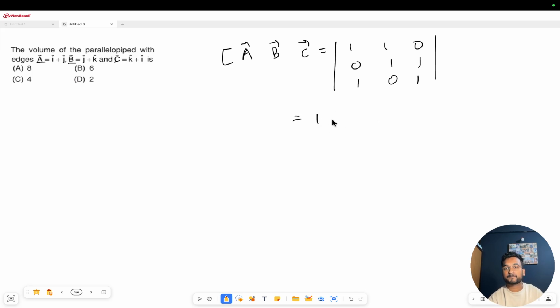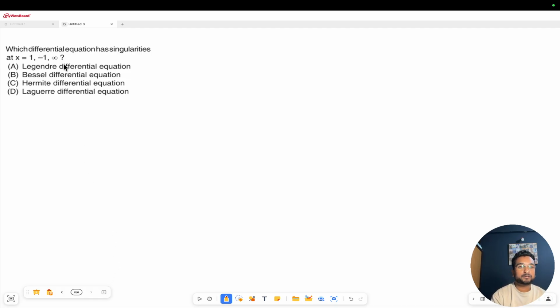So if you solve this determinant, what will you get? The answer is 1 minus 1 into minus 1 plus 0. So this will be 2. Option D will be the correct answer. Which differential equation has singularities at x equals 1, minus 1 and infinity? I forgot to tell that for the Legendre differential equation, the singularity points are at 1, minus 1 and infinity. So option A is the correct answer here.